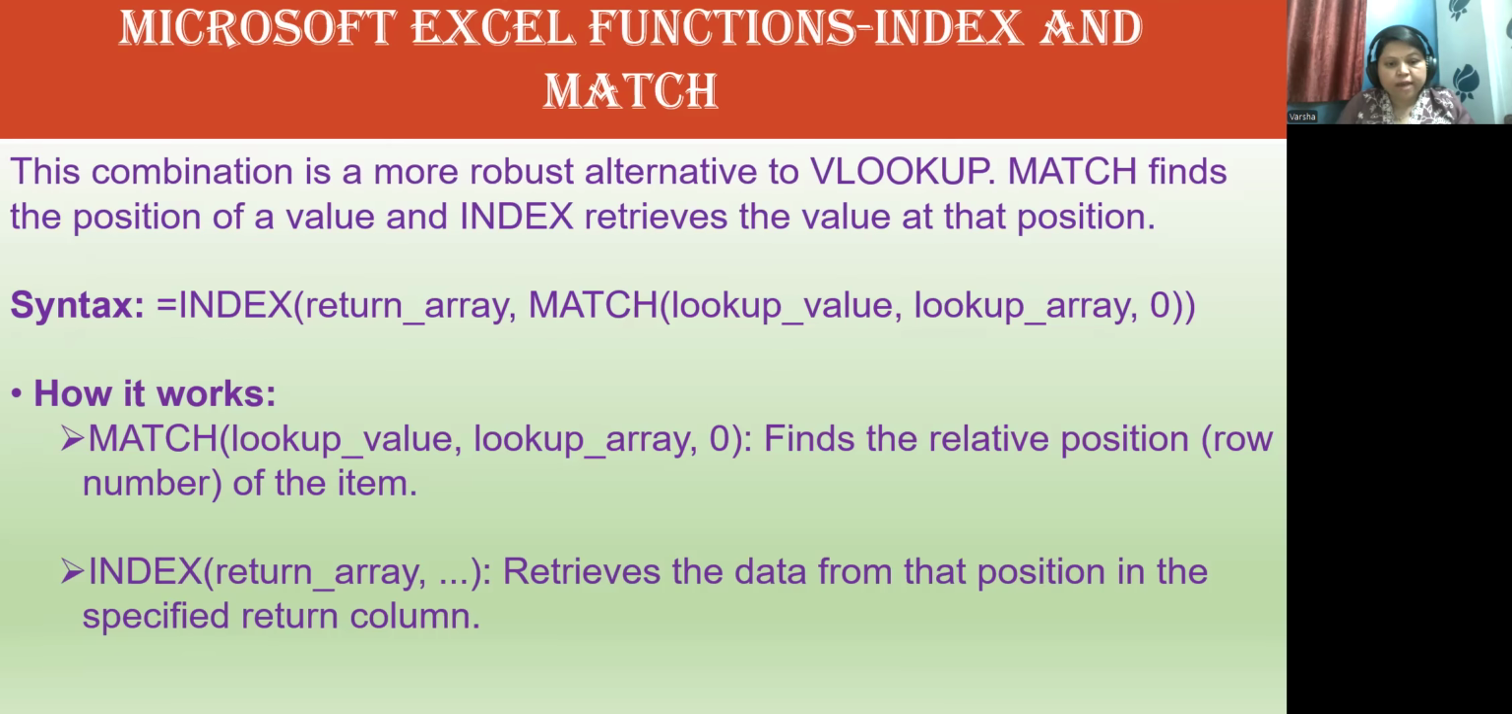How does it work? MATCH(lookup value, lookup array) finds the relative position of the item. INDEX retrieves the data from that position in the specified return column. Now let us understand the VLOOKUP and INDEX and MATCH functions with the help of practical examples or practical exercises.